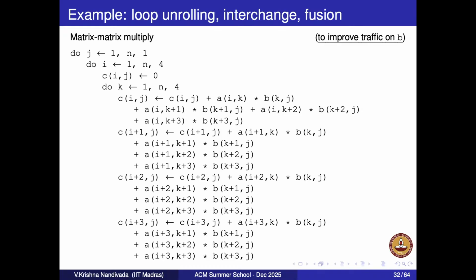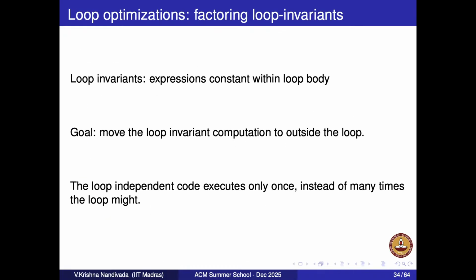Good. Let's continue the discussion on loop optimizations. The first one we'll talk about is loop invariant code motion. What does the word invariant mean? Anyone? One that does not change. And what would loop invariant mean? One that does not change within a loop. Okay?